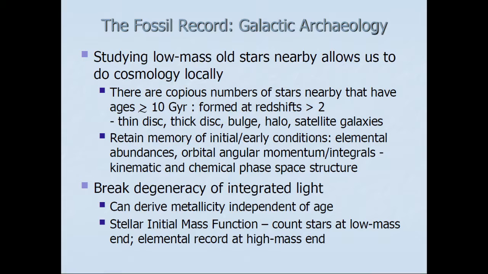We can count stars at the low mass end. They're always around. The luminosity function relatively easily gives us the mass function, sweeping a lot under the rug. And also, we can get a handle on the high mass IMF at high redshift because those stars produce a lot of the chemical elements that we now observe in low mass stars nearby. So there's a lot of information in individual stars.